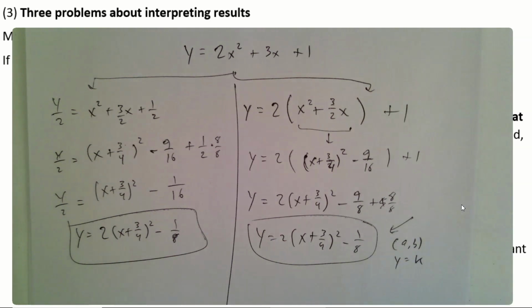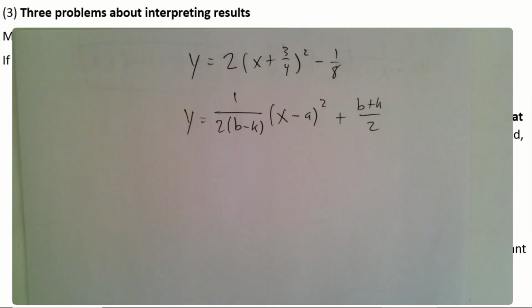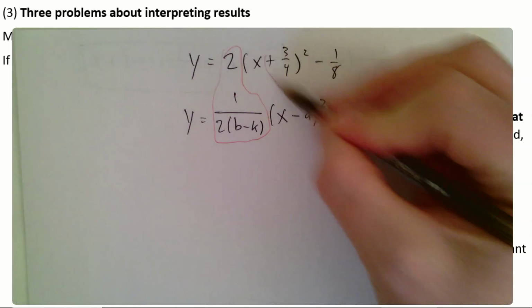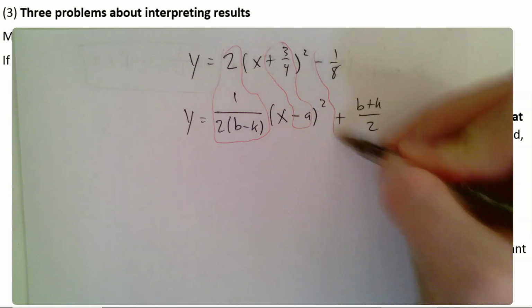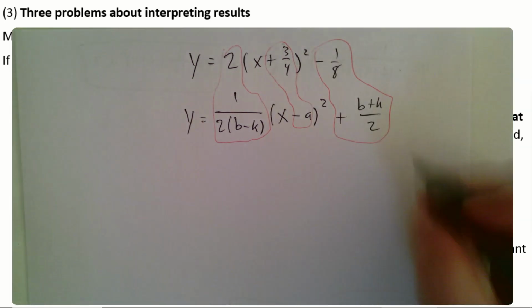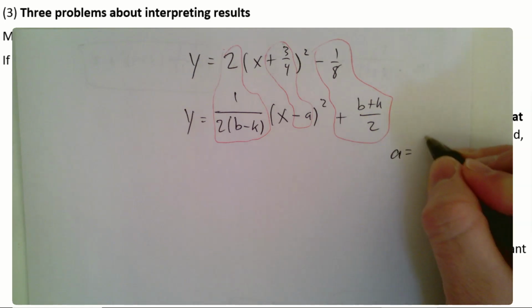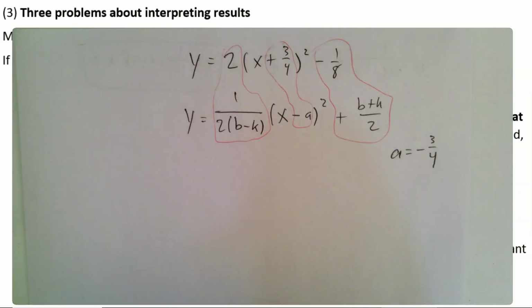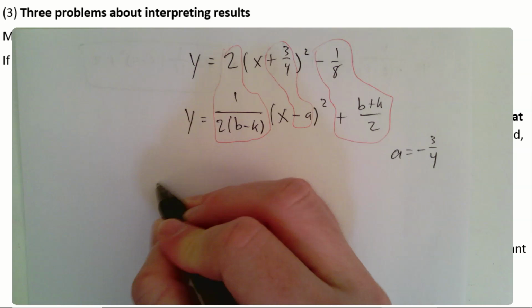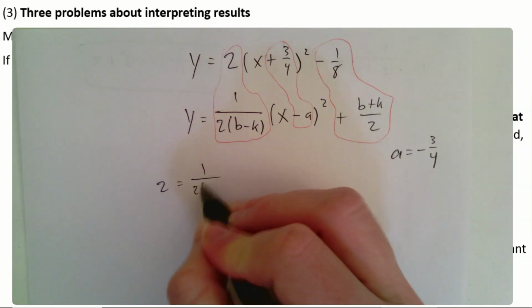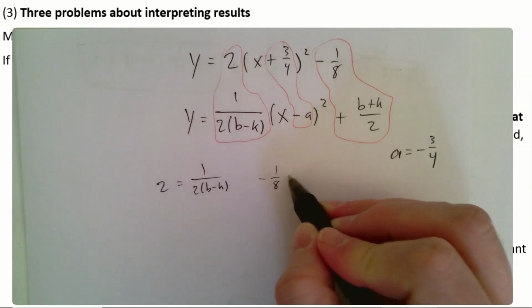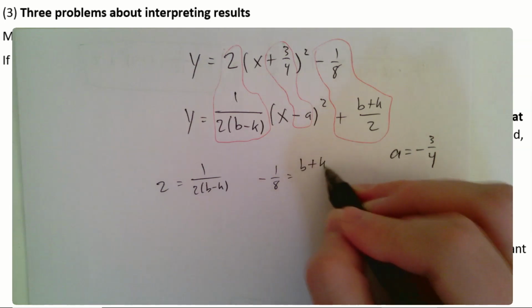Here, I'm going to copy this all to a new page so we can work. Okay, so remember, the corresponding parts of the equation should be equal. So we've got all these things being equal to each other. So right away, we know that A is just negative 3/4. Let's set up an equation for these other ones. So I know that 2 equals 1 over 2b minus k, and I know that negative 1/8 equals b plus k over 2.